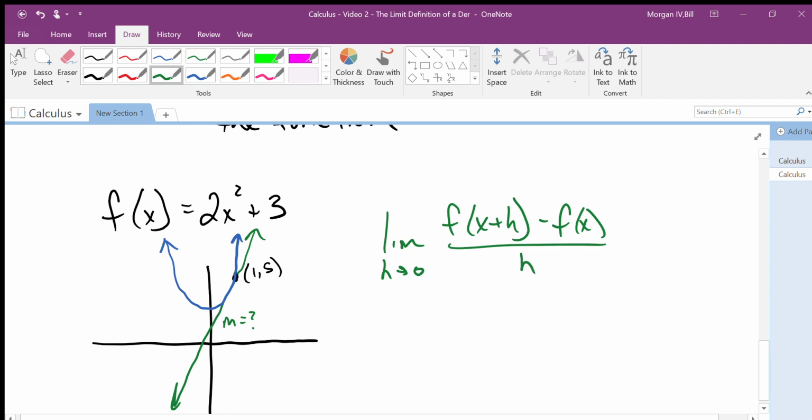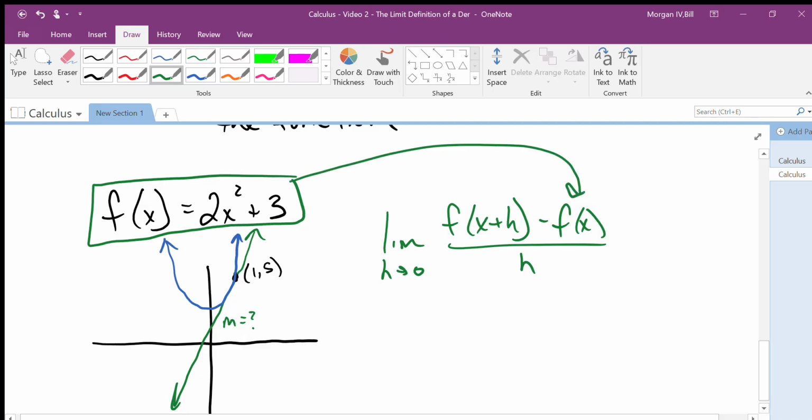And we're going to use our function here, 2x squared plus 3, to do so. So in order to apply this limit definition of the derivative, I need to know what is f of x plus h, so I can plug that in there. And I need to know what is f of x. Well, I have f of x. F of x is right here. F of x is 2x squared plus 3, so that's going to jump right in there.